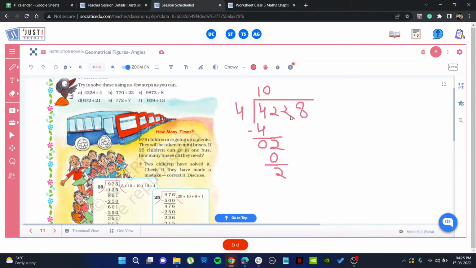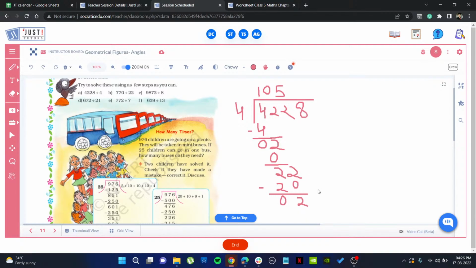Now again, we will be following the same step, which is to bring this 2 down. On bringing this 2 down, our number becomes how much? It becomes 22. Now we need to divide 22 by 4. So therefore, we should times 4 by 5. 4 times 5 gives us 20. So let's write down 20 here. We need to take away 20 from 22. We get 2 here, and here it will be 0.